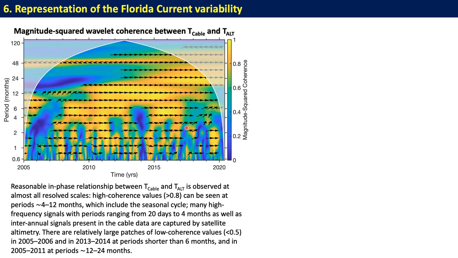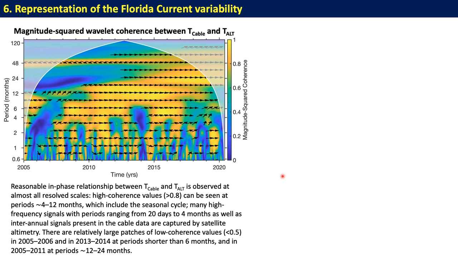And the RMS difference between the altimetry and section transport can now be regarded as the total error, which is the square root of the sum of the altimetry transport error squared, the section transport error squared, and the collocation error squared. The collocation error can be derived from daily cable transport, and it is 1.6 Sverdrups.